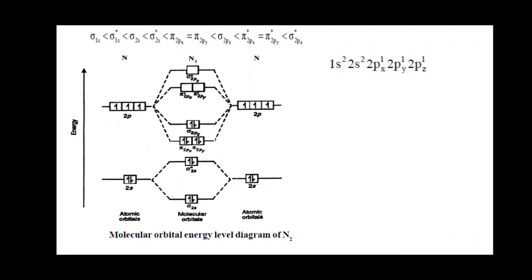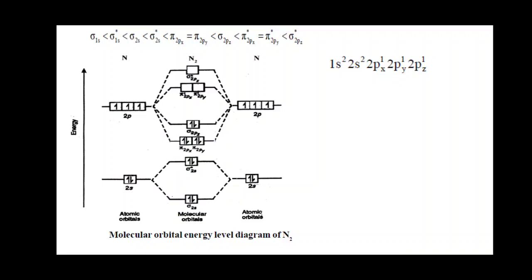Then next, the pi 2py is less than sigma 2pz. Then sigma 2pz is less than pi star 2px, which is equal to pi star 2py, which is less than sigma star 2pz. So which ones are equal, we have to see. Pi 2px is equal to pi 2py, then pi star 2px is equal to pi star 2py.